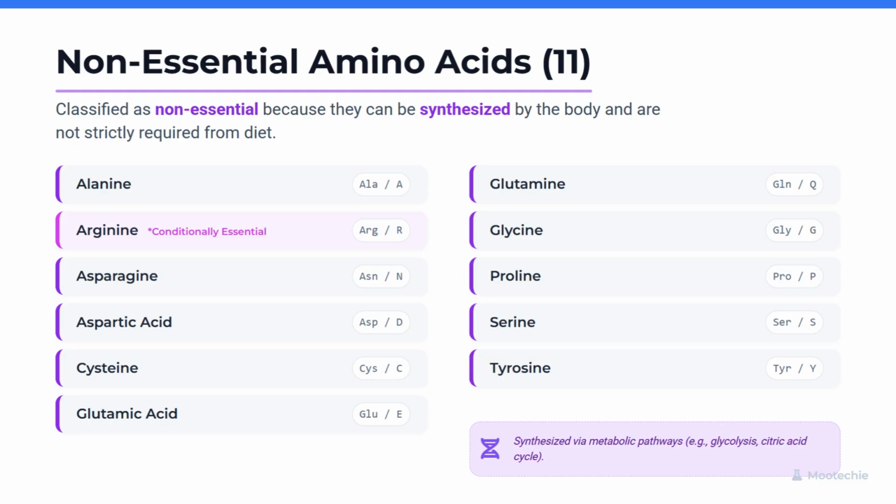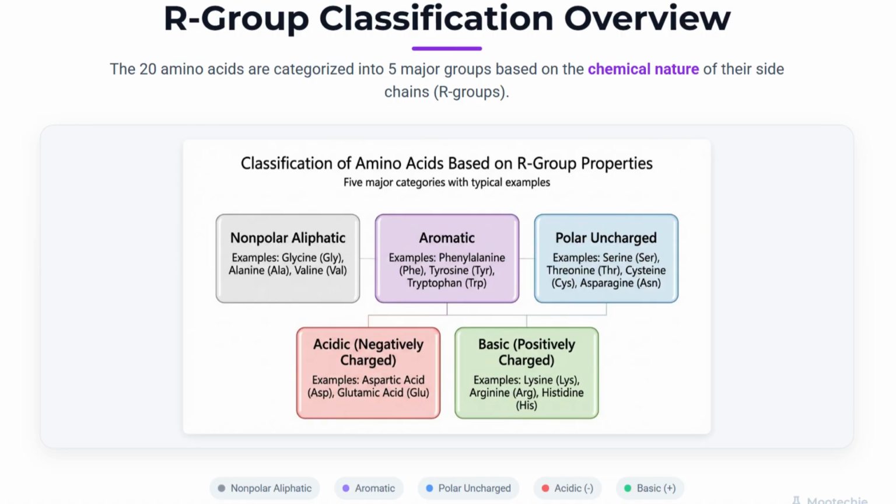These are synthesized via various metabolic pathways, like glycolysis and the citric acid cycle. As we continue, let's understand the R group classification overview. The 20 amino acids are categorized into 5 major groups based on the chemical nature of their side chains. We have the nonpolar aliphatic group, with examples like glycine and alanine, the aromatic group with phenylalanine and tyrosine, the polar uncharged group with serine and threonine, the acidic or negatively charged group with aspartic acid, and the basic or positively charged group with lysine and others. So the categories are nonpolar aliphatic, aromatic, polar uncharged, acidic negative, and basic positive.